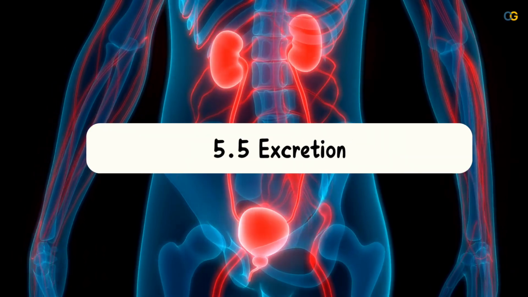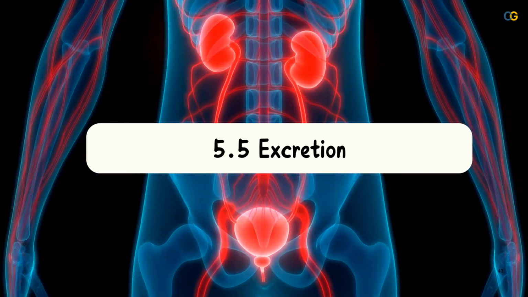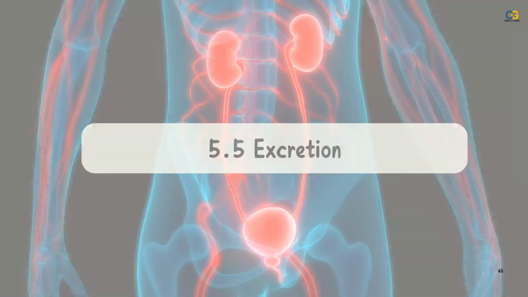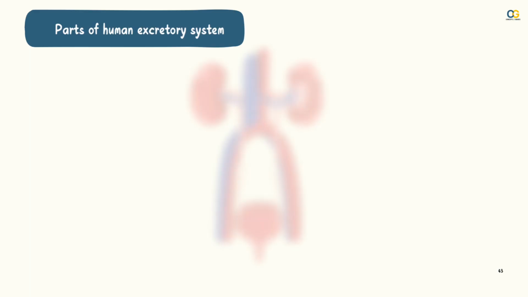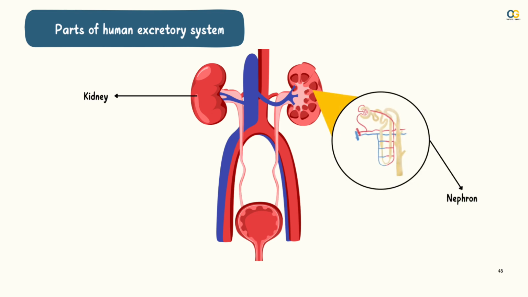Now let us move to the excretion section of life processes. The human body has an excretory system to excrete nitrogenous and other waste from the body. Let us look at the parts of the human excretory system. We have a pair of kidneys and their functional unit called nephron, which are fed by the renal artery, and then we have a ureter flowing into the urinary bladder, ending with the urethra.